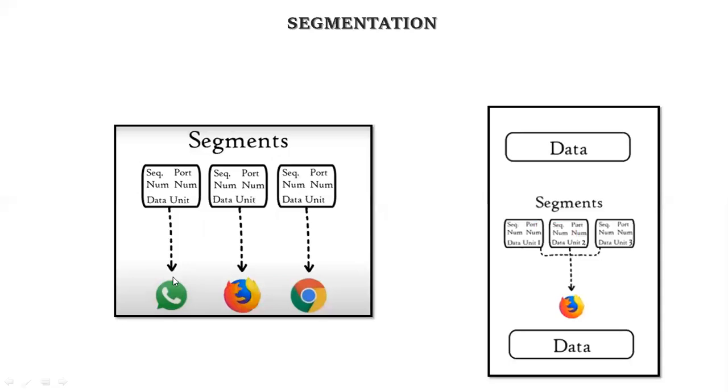This port number is used to identify the proper application. In this particular diagram, this is the WhatsApp application, this is the Firefox web browser, and this is the Google Chrome browser. We need to identify the specific application by the port number. The sequence number is used to reassemble the segments or data units so that correct data delivery happens. See this diagram: we have data that will be divided into segments, and each segment is given a sequence number. Using the sequence number, we reassemble and arrange them in proper order and send them to the proper application or process. So that's why I say that it is process-to-process communication.